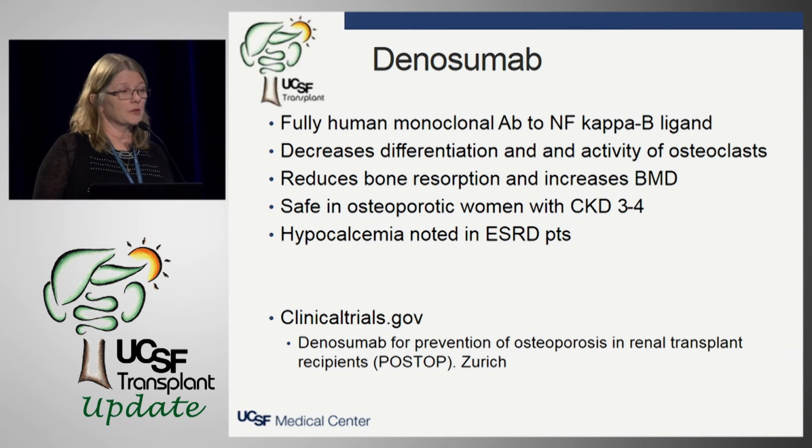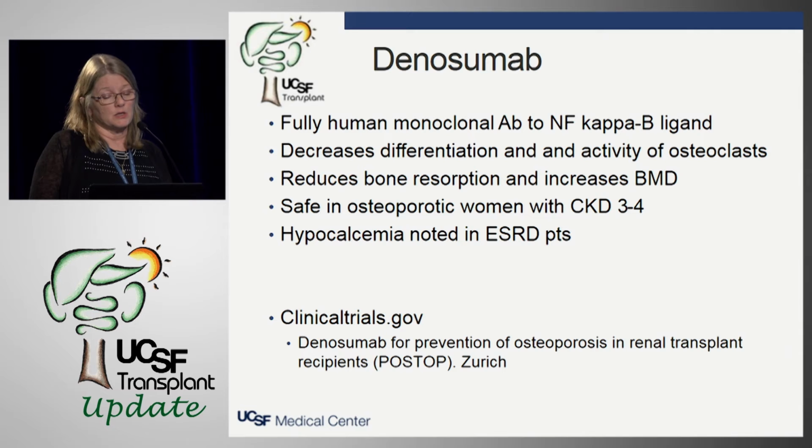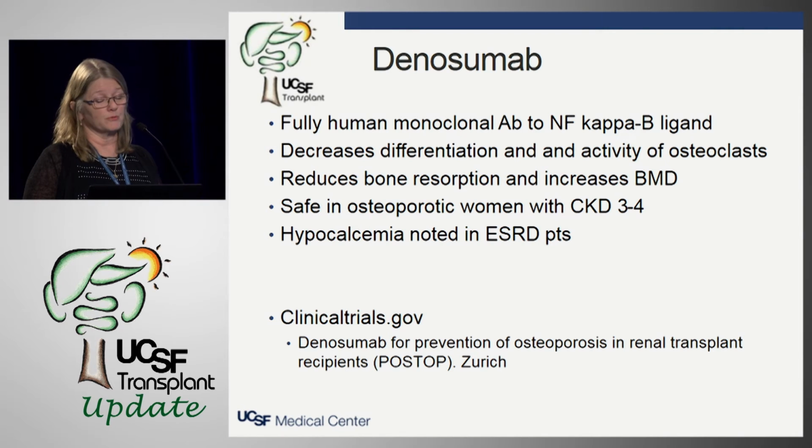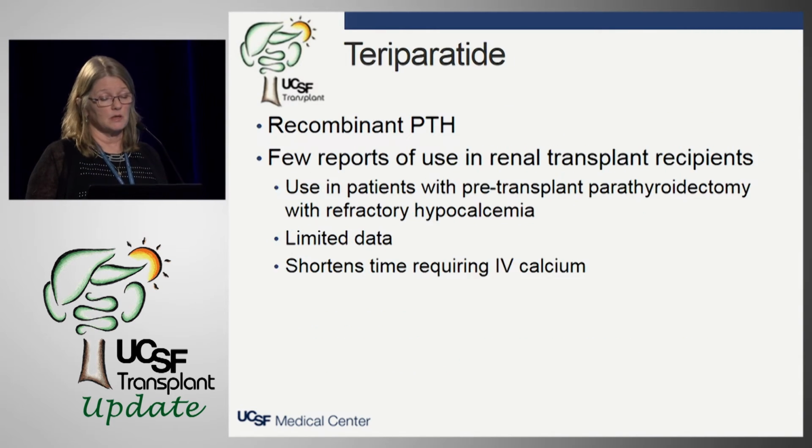Denosumab is another agent that is in clinical trials right now. It's a fully human monoclonal antibody to RANKL. It decreases differentiation and activity of the osteoclasts, so it sounds promising. Reduces bone resorption and increases bone mineral density. Seems to be safe in osteoporotic women with CKD 3 to 4, so maybe it's going to be okay in transplant patients. But there is hypocalcemia noted with a decreased GFR. Again, registered with clinicaltrials.gov, more to come. Hopefully, it'd be nice to get involved in a trial like that because we've got plenty of patients.